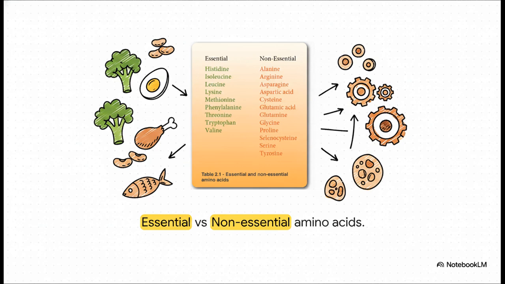We call them essential for one very simple reason: your body simply cannot make them. You absolutely have to get them from your food. But over on the right, we have the non-essential ones, like alanine, glutamine, and serine. And they're called non-essential because your body is an incredible machine that can actually produce these all on its own.